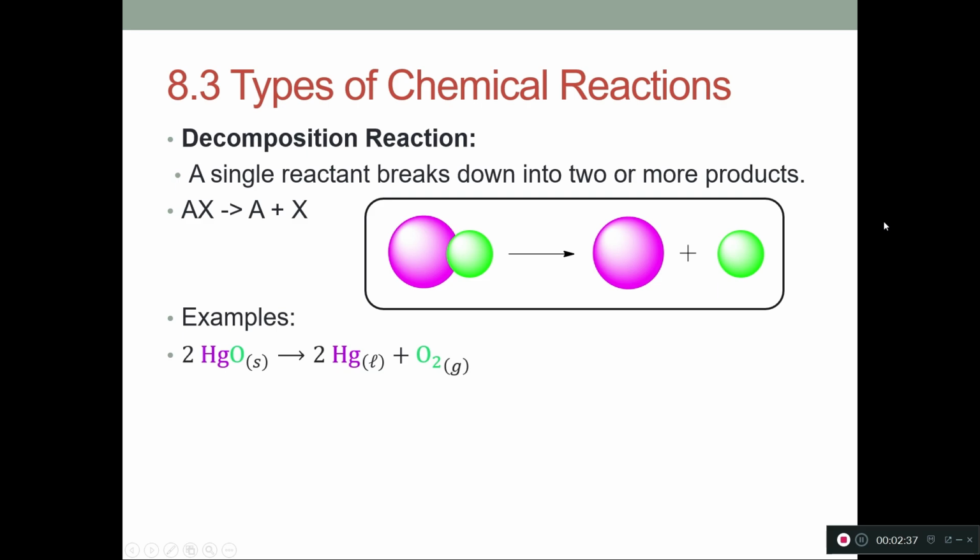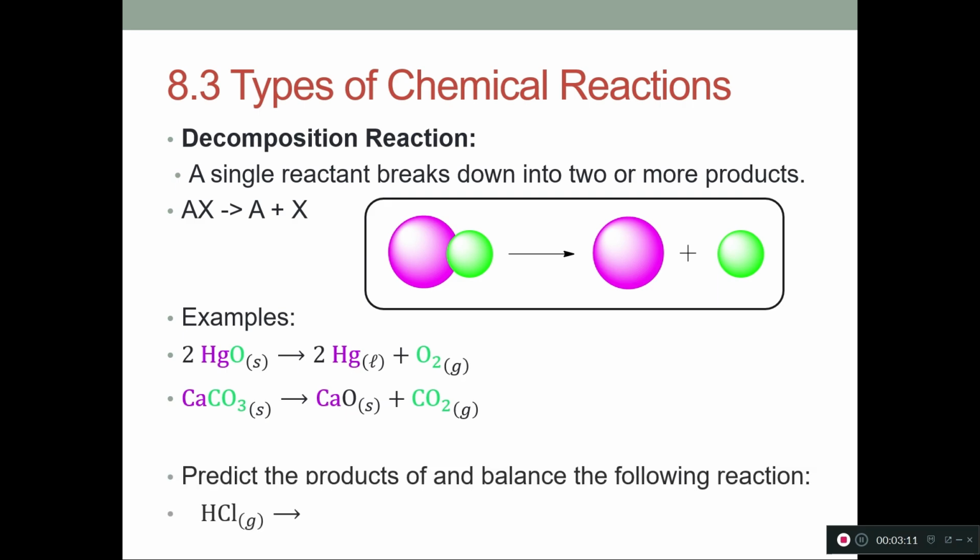So a few examples here. We can have this mercury 2 oxide that breaks down into mercury and oxygen. Or we can have something like this calcium carbonate breaking down into calcium oxide plus carbon dioxide. And this is actually a very important reaction in a lot of modern day things. This is an important one for making cement. It's called calcination, and it produces a lot of carbon dioxide. But anyway, that is an example of a decomposition reaction.